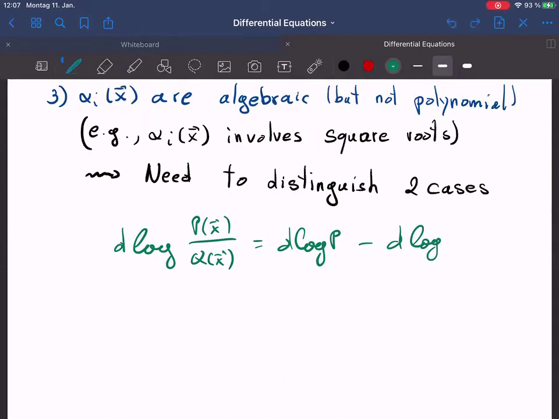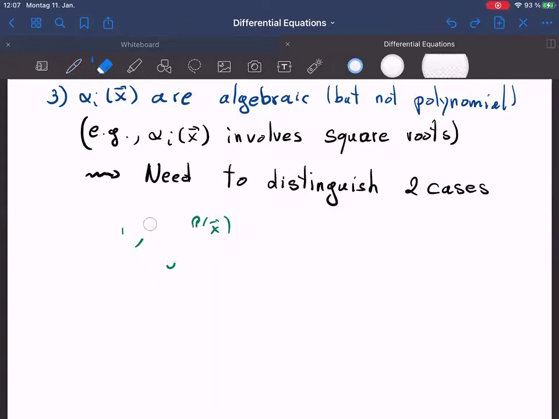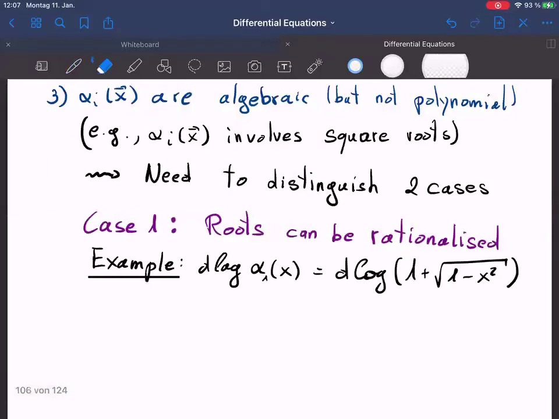So let's not look at rational. Let's go straight to cases when the letters are not rational, because that is then an interesting case. That is the case when the alpha_i are algebraic, in particular when they contain square roots. And here things get tricky. So here we actually have to distinguish cases now. Case one: the roots can be rationalized. But to understand what we mean by that, let's look at the example.